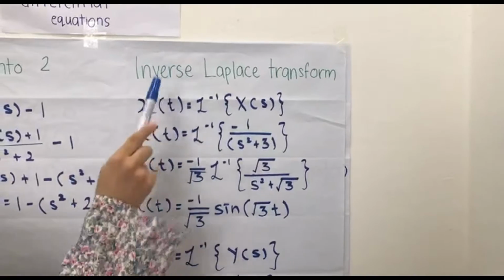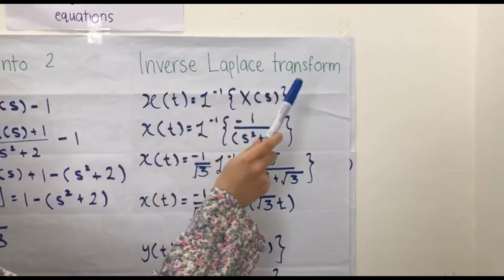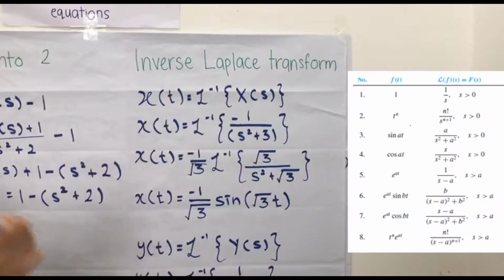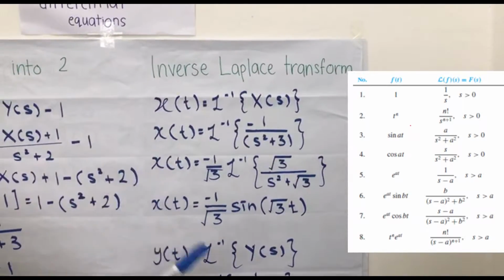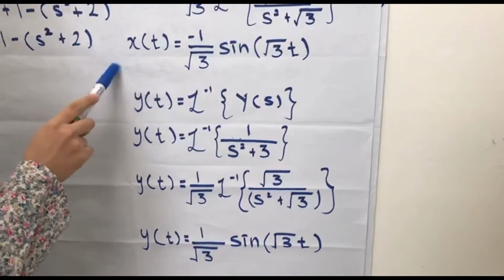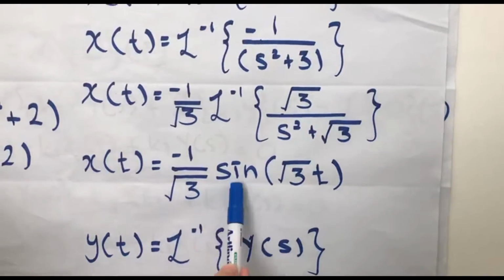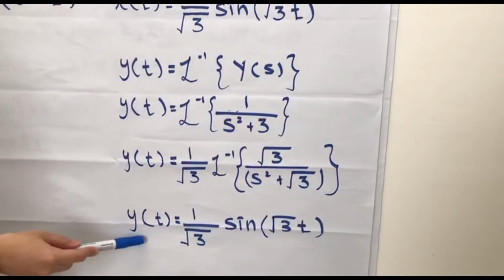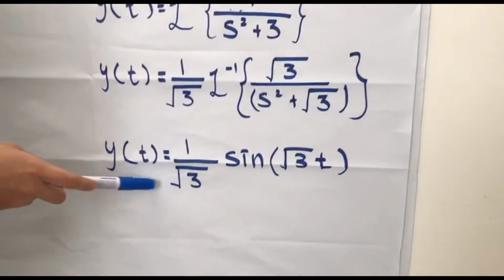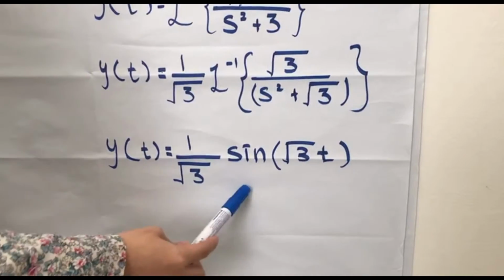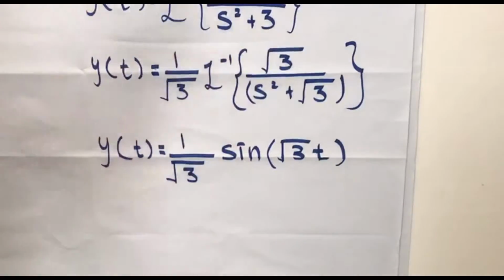Finally, we perform inverse Laplace transform of the solution by referring to the table of Laplace transforms. Then we get the value of x(t) equals negative 1 over root 3 times sine of root 3 t. Lastly, we get the value of y(t) equals 1 over root 3 times sine of root 3 t.